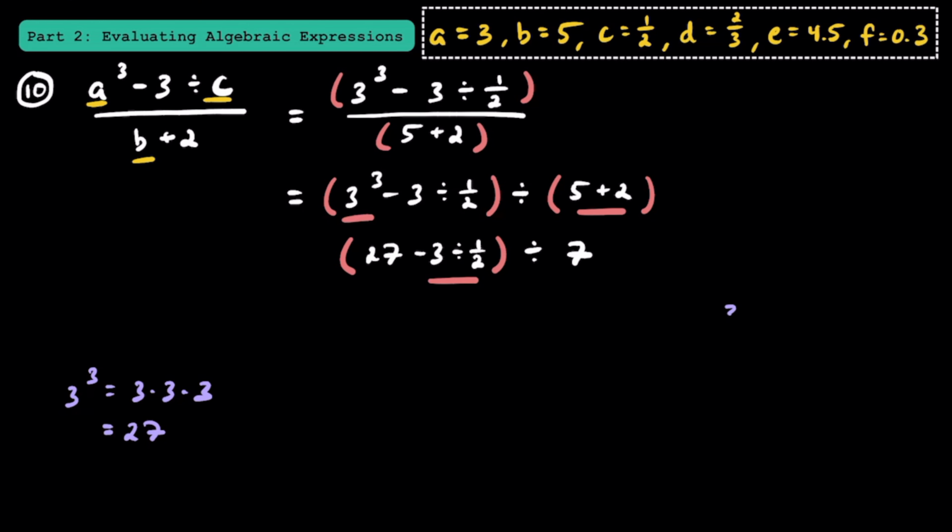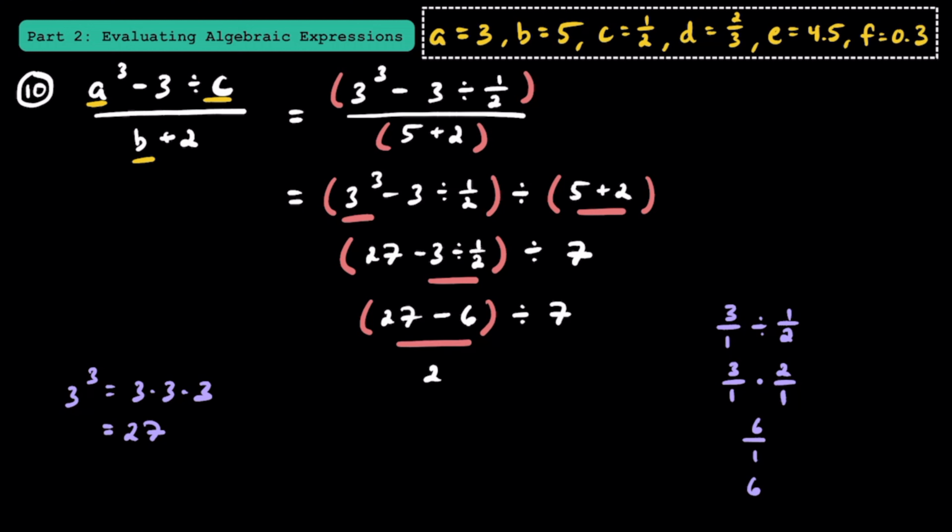And to divide 3 by 1/2, we can rewrite 3 as 3 over 1 divided by 1 over 2. And when dividing fractions, we need to keep change flip and write 3 over 1 times 2 over 1. On top, 3 times 2 is 6, and on bottom, 1 times 1 is 1. This is just equal to 6. 3 divided by 1/2 is equal to 6, so we can write 27 minus 6. This group is going to be divided by 7. Subtracting 6 from 27, we're going to get 21, and then write divided by 7, and the quotient of these two numbers is equal to 3. This is the value of this algebraic expression.